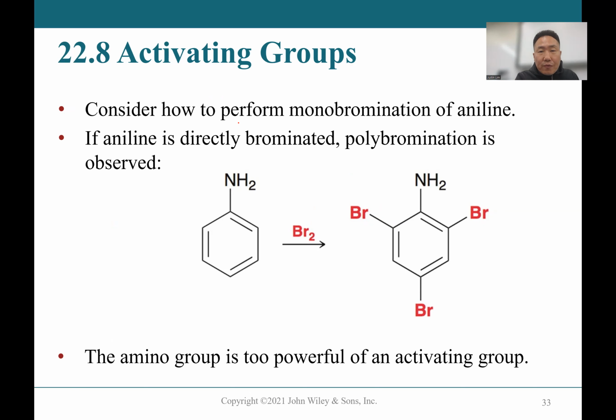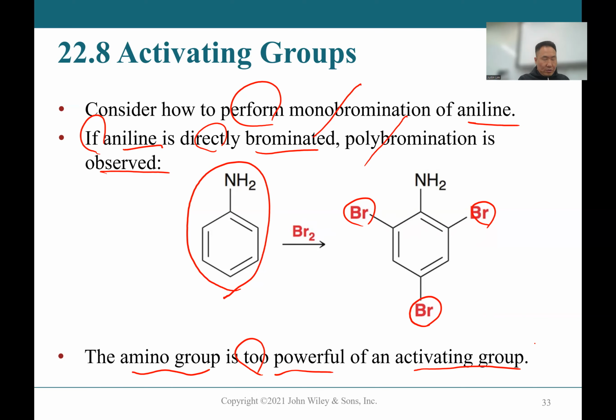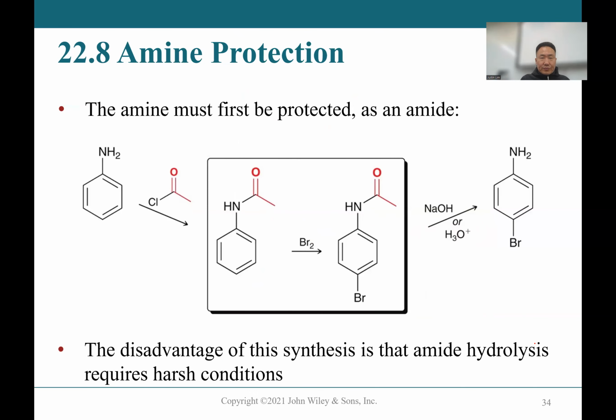Consider how to perform monobromination of aniline. This is aniline. If aniline is directly brominated, polybromination is observed. Can you see the polybrominated anilines? The amino group is too powerful an activating group. So the amine must first be protected as an amide.